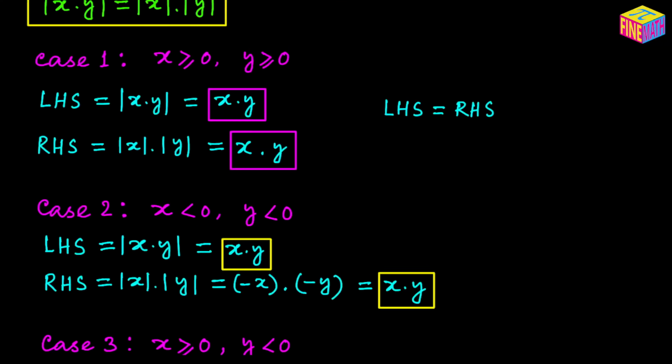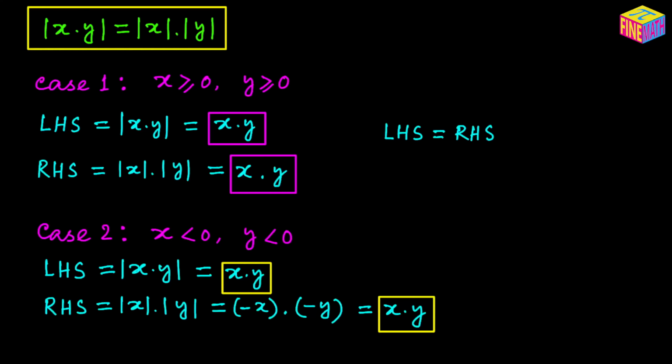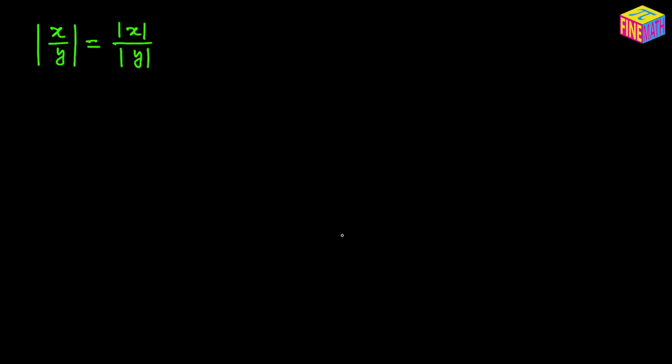That means what we originally suggested here, that modulus of x times y should be equal to modulus of x times modulus of y, is true. So we have been able to prove that this is true. So now let's talk about the next property, which is very much similar to this. It says that modulus of x over y is equal to modulus of x over modulus of y. So let's see how we can prove it.